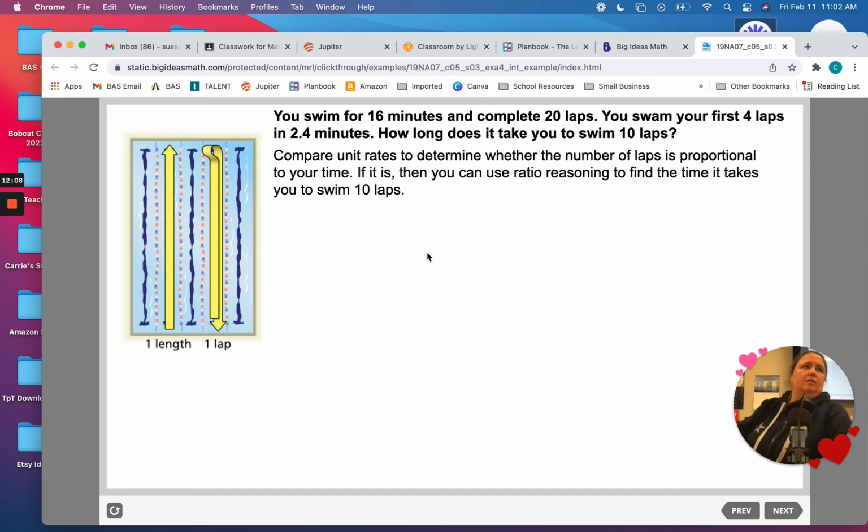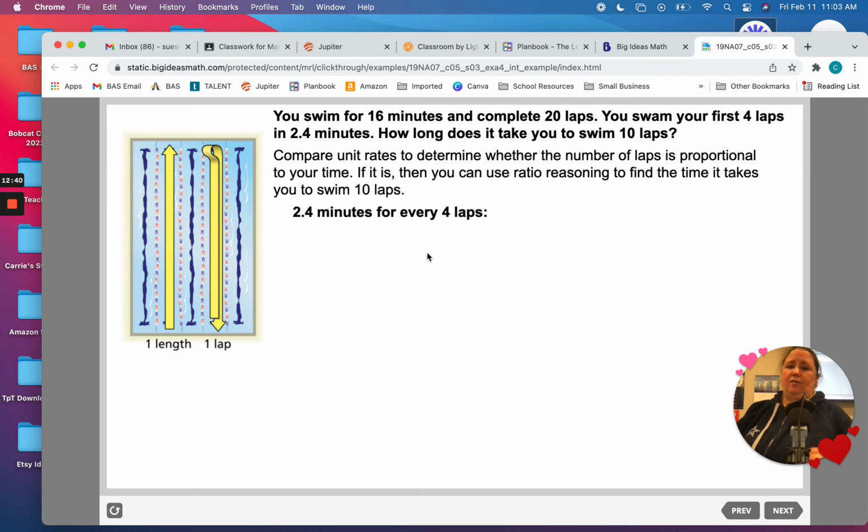We have to find the unit rate. So once we have the unit rate, then we can multiply it to find how long we swam in 10 laps. Do you guys remember what unit rate is? It's a rate that compares a quantity to one unit of another quantity. Okay, so it's basically simplifying the fraction to over 1. That's a unit rate.